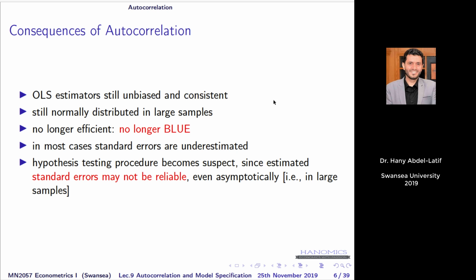So the expected value of your estimator beta hat equals the true parameter beta. Okay? So in the presence of autocorrelation, this continues to be the case, which is great. That's something we want to happen. However, they are not efficient anymore.